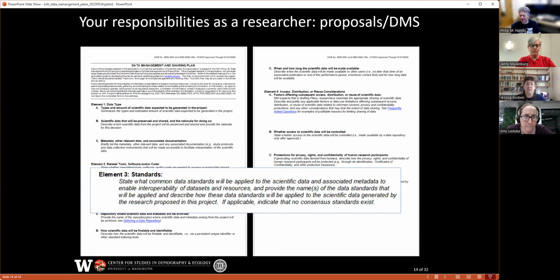Third element, standards. What common data standards? The great thing about standards is there's so many to choose from, right? So, I honestly wouldn't know how to start writing this.